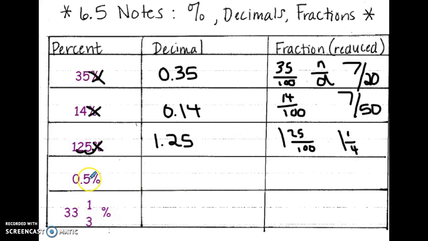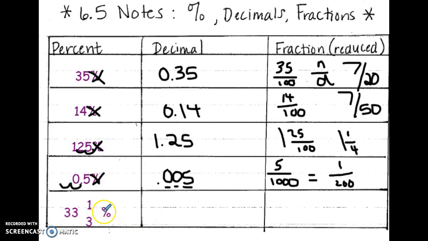Alright, 0.5%. Be careful. We're dropping the percent sign and moving our decimal point back 2 places. So my answer is actually 0.005. How do we say that number? We say tenths, hundredths, thousandths. We say 5 thousandths. Can we simplify that? Yes, it becomes 1 over 200.